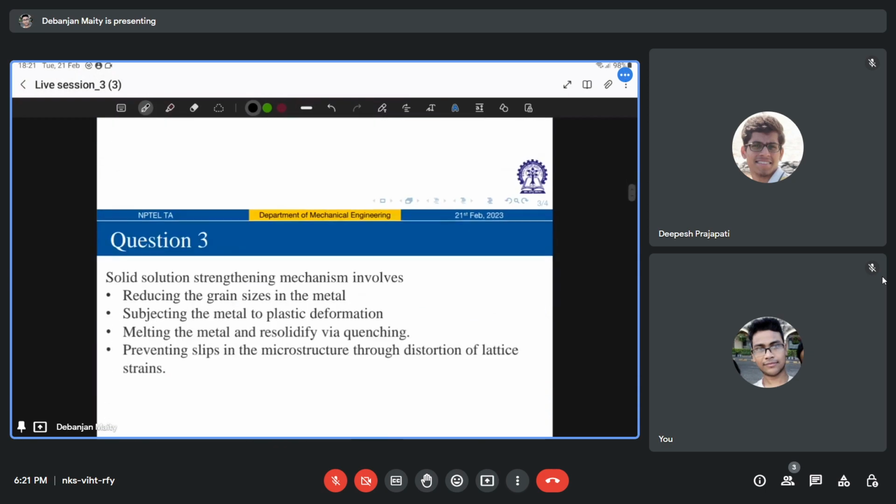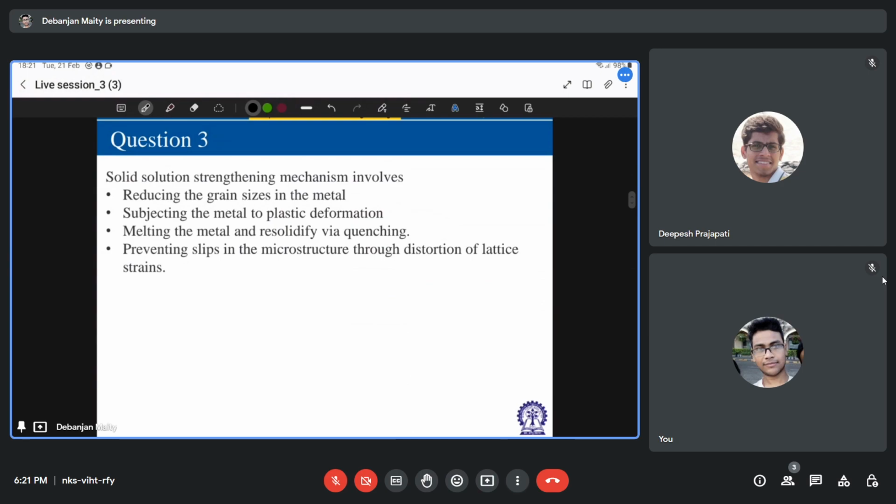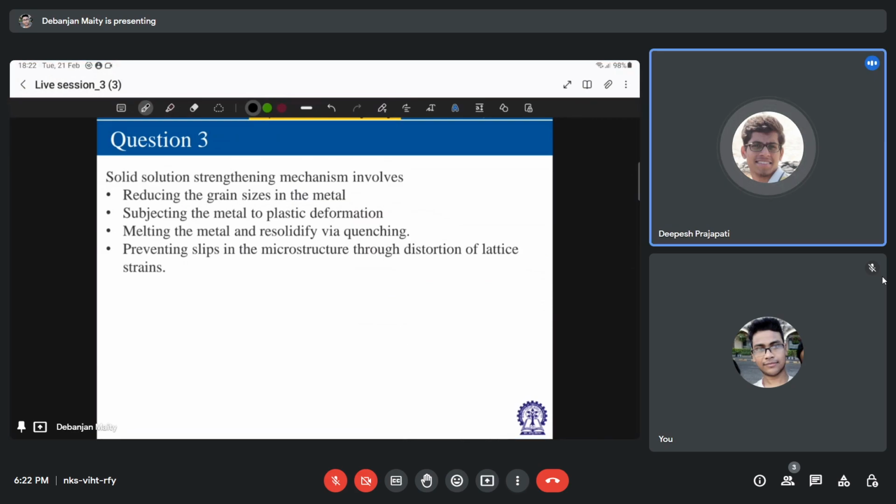Now in question three, it says how solid solution strengthening happens. So solid solution strengthening mechanism involves reducing the grain size in the metal, or subjecting the metal to plastic deformation, or melting the metal and resolidify via quenching, or preventing slips in the microstructure through distortion of lattice strains. So what happened in solid solution strengthening? Fourth option.